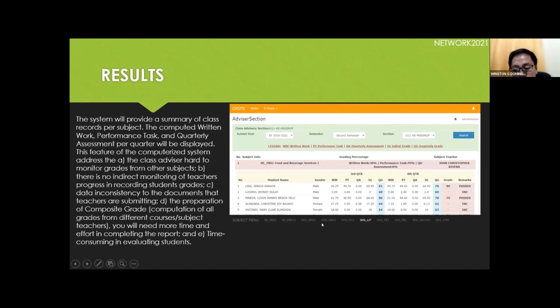So this is the subject of all the students under his advisory. For example, we have here the HE-FBS for home economics. We have the home economics section, with their subjects, the HE-FBS 1 up to SHS Statistics. So the advisor can monitor all the grades so that there's no need to collect the computed reports of the subject teachers for monitoring the performance of their students.